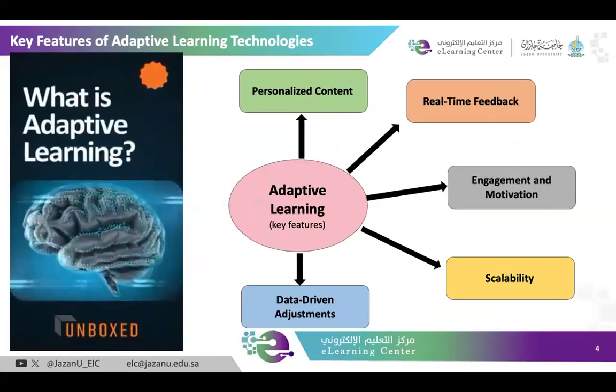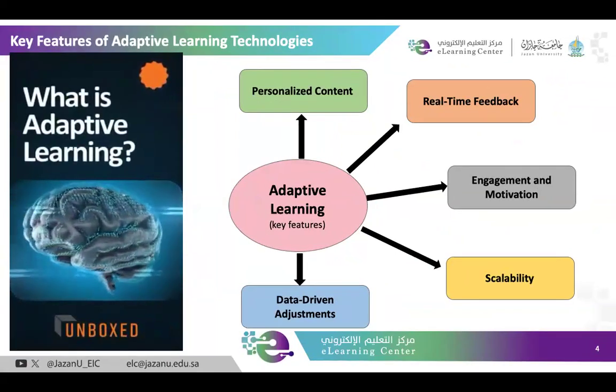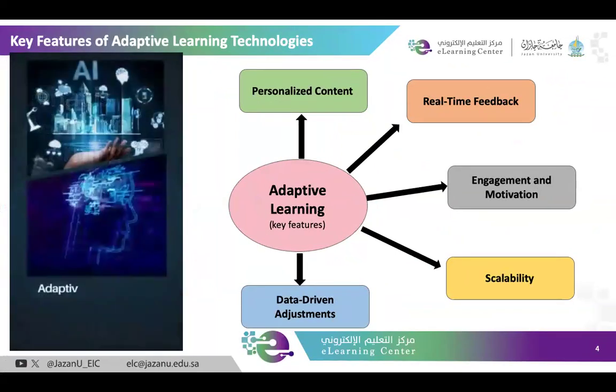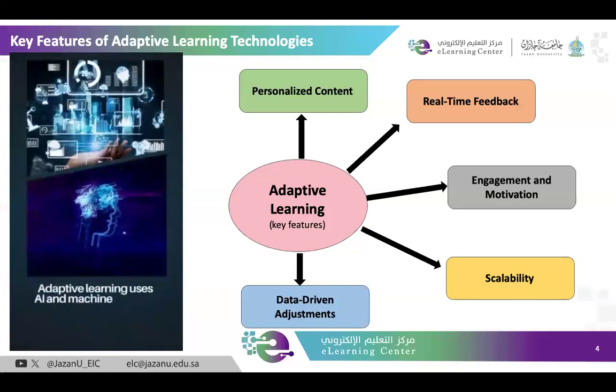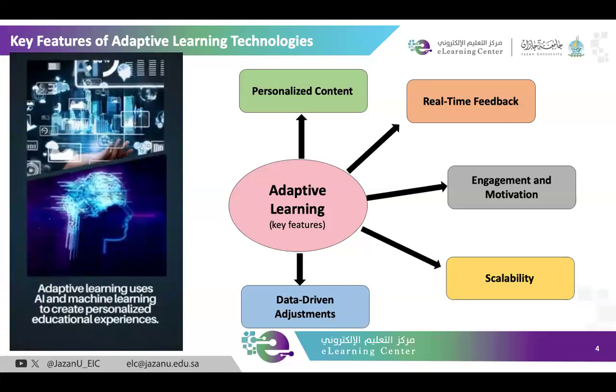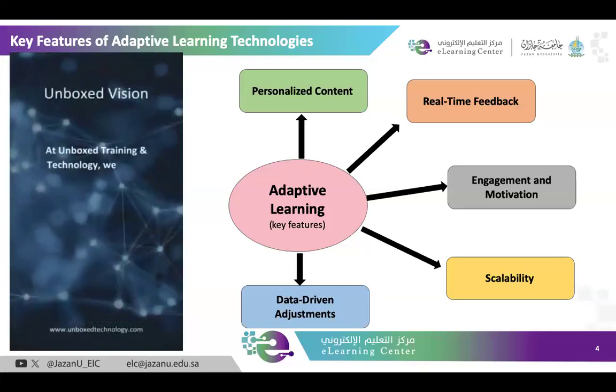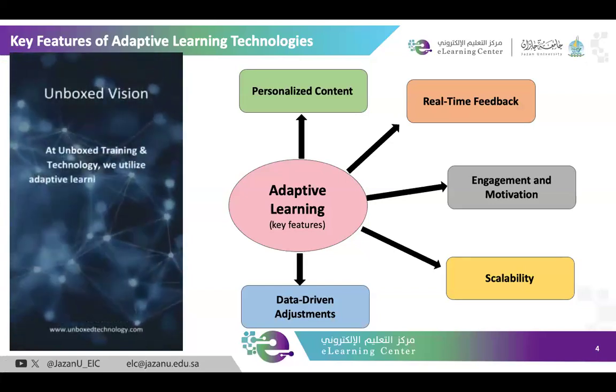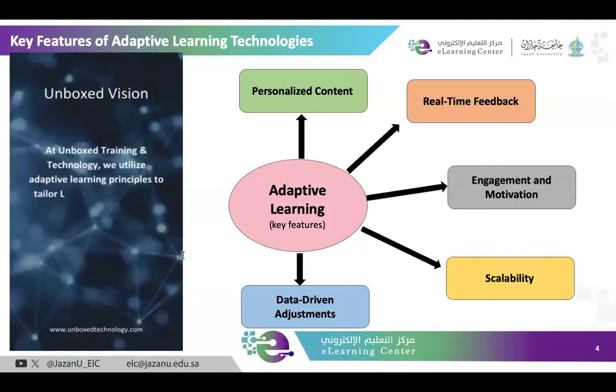Let's move towards some of the features of adaptive learning to give us more understanding about this terminology. Some key features are personalized content, real-time feedback, data-driven adjustment, engagement and motivation, and scalability. So these are the different kinds of features.